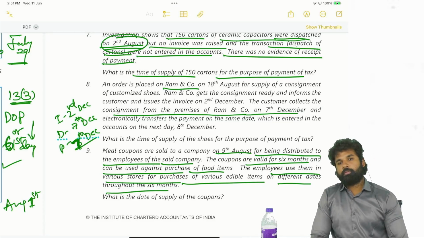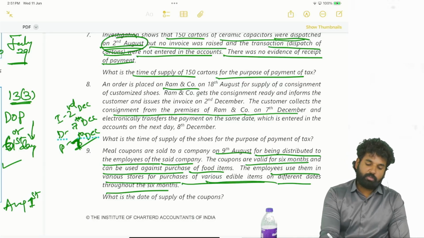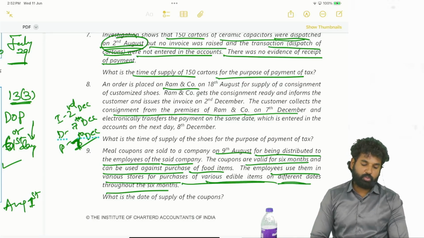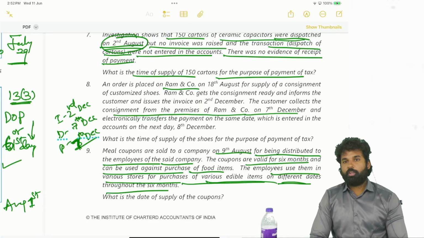Date of 9th August, how? Identifiable? See, various edible items on different dates, various stores for purchase of various edible items on different dates throughout the 6 months. Date of redemption.